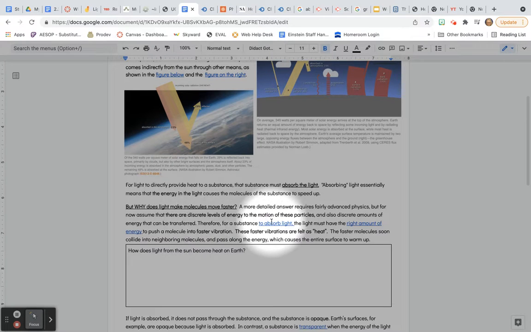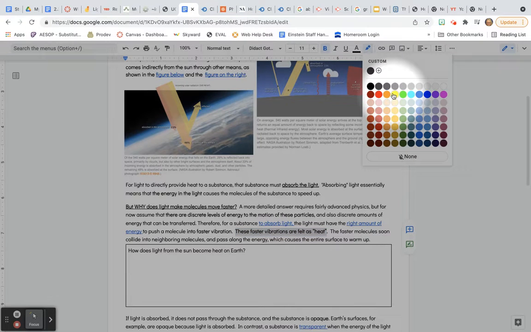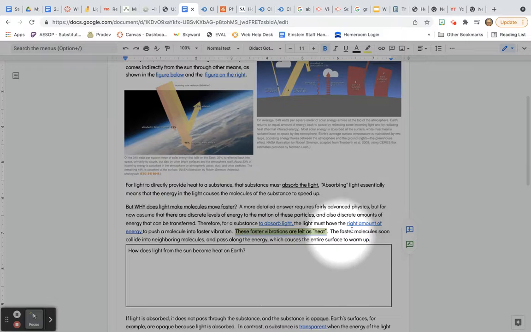Therefore, for a substance to absorb light, the light must have the right amount of energy to push a molecule into faster vibration. These faster vibrations are felt as heat. This right here is a big idea. The faster molecules soon collide into neighboring molecules and pass along the energy, which causes the entire surface to warm up.